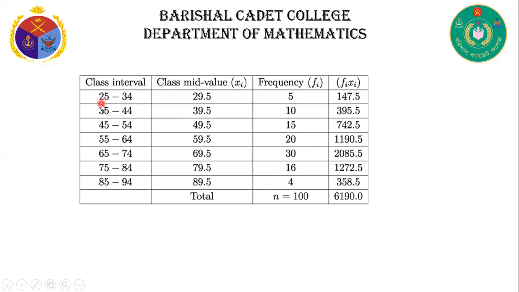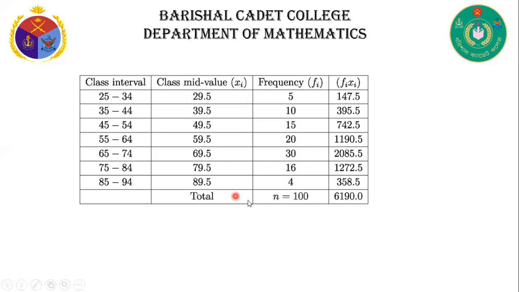Here the given class interval is 25 to 34. So the required class mid value is 34 plus 25 divided by 2, that means 29.5. In the same way, 44 plus 35 divided by 2 means 39.5. 54 plus 45 divided by 2 means 49.5. In the same way, we find this data. And the frequencies are also given: 5, 10, 15, 20, 30, 16, 4.